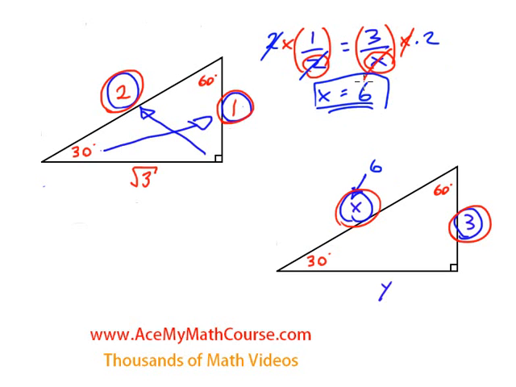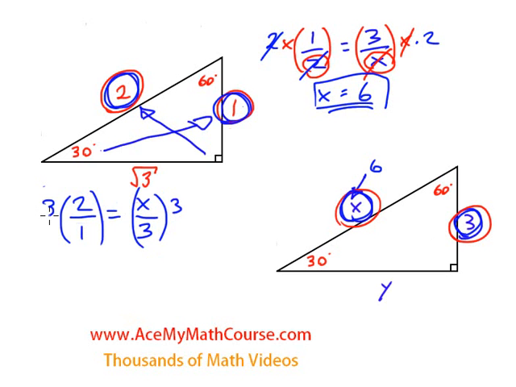There's a slightly easier way that I could have done this. I could have said that 2 is to 1, like x is to 3. I'm going to multiply both sides by 3. Those cancel out. 3 times 2 is 6. So x is equal to 6. Fantastic. Now, let's solve for y.